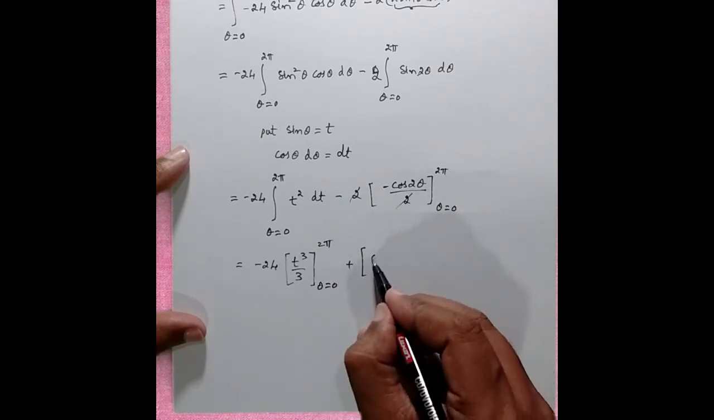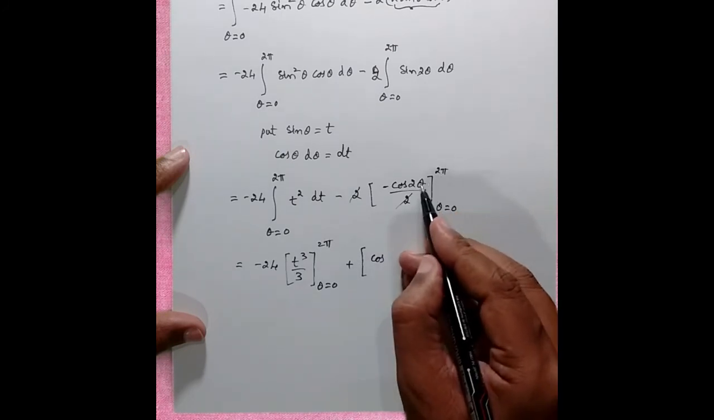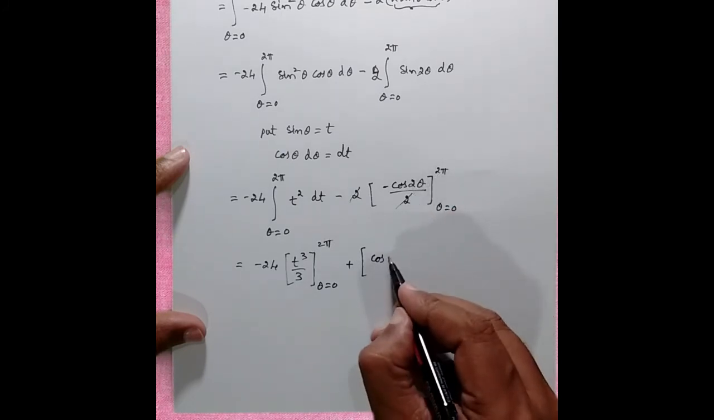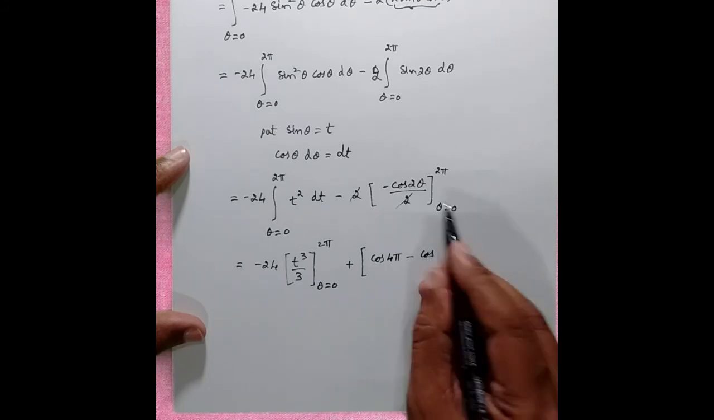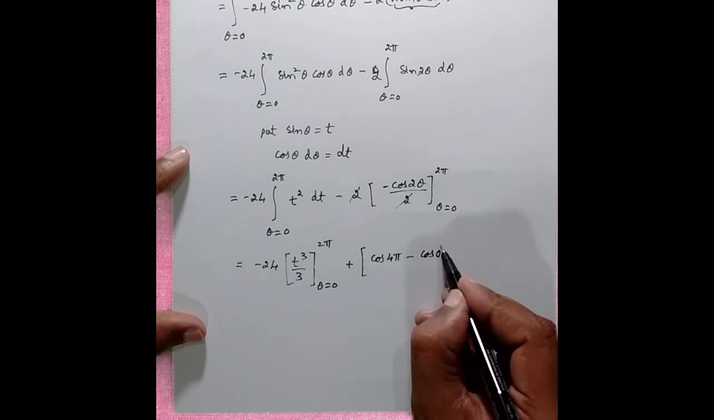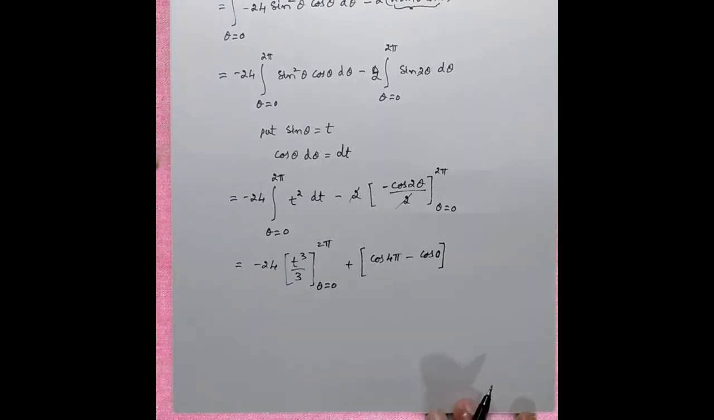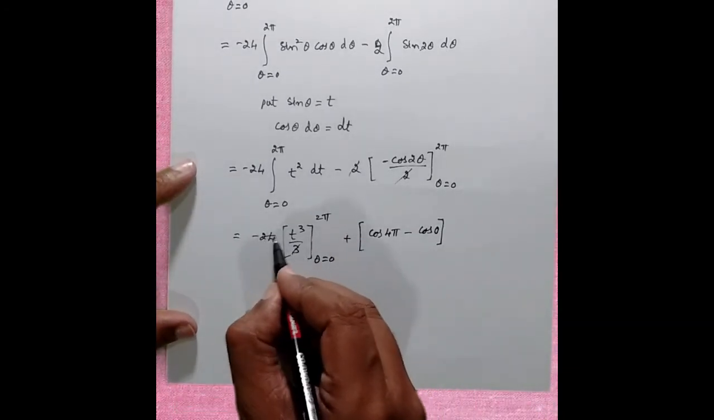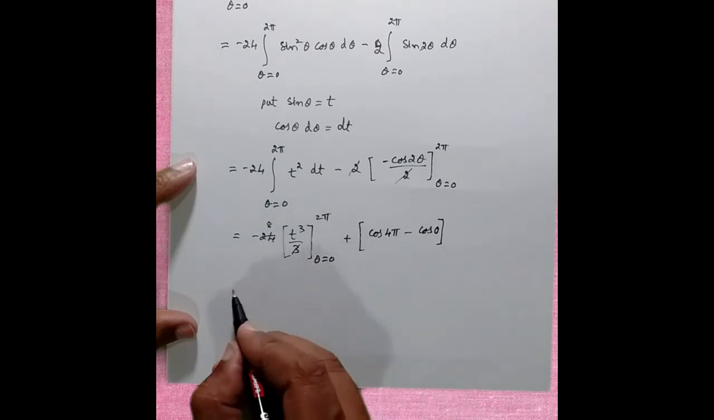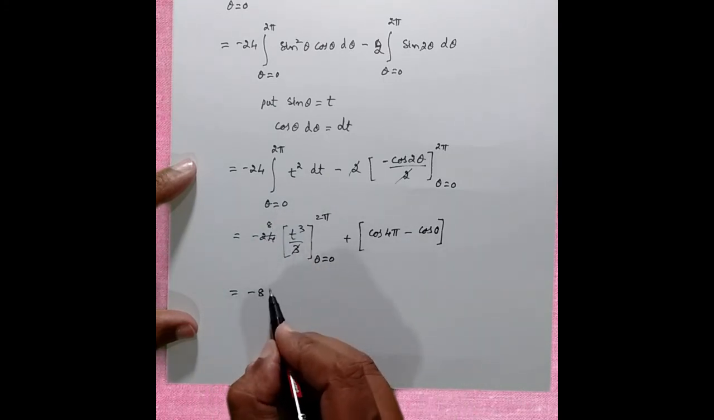Apply the upper limit value. So you have cos of, theta is 2 pi. So 2 into 2 will become 4. So cos of 4 pi minus cos of theta is 0. So 0 into 2 will become 0 itself. So cos of 0 we will be getting. So if you want, you can cancel out 3, 8 times.